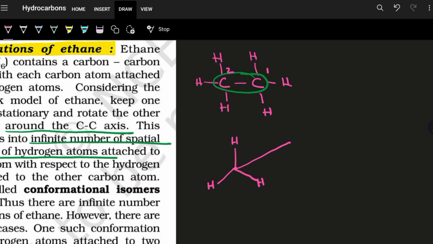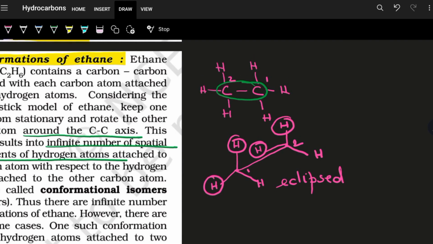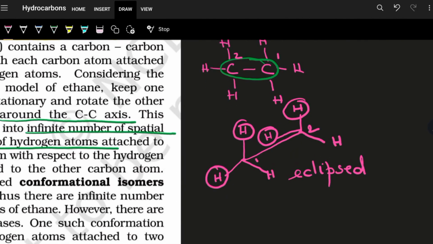Now if carbon number 2 has hydrogens just behind the hydrogens of carbon number 1, then it looks somewhat like this, as if they are parallel. This position is known as the eclipsed position, where one hydrogen is just behind the other. This is carbon number 2, this is carbon number 1. We need not write the C atoms. We just need to draw the bond and locate the hydrogen atoms.